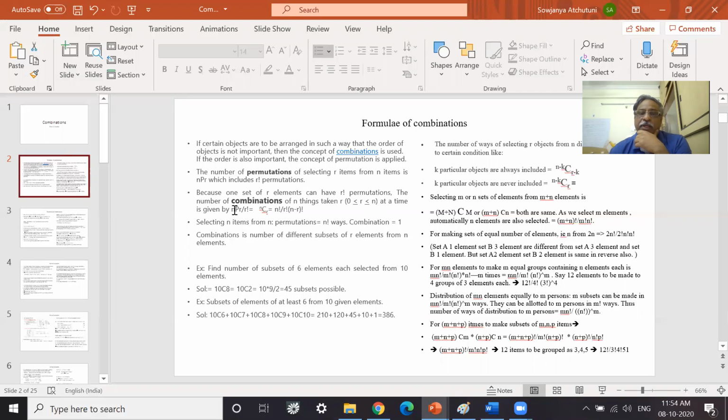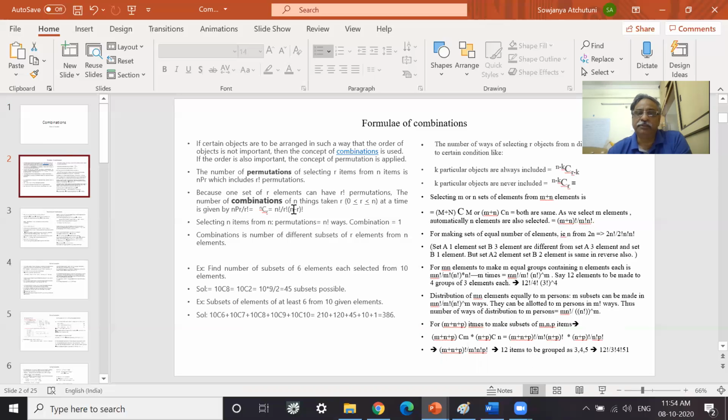We know nPr is basically n into n minus 1 into n minus 2 up to n minus r plus 1. That we have designated as factorial n by factorial n minus r. So once I divide by r factorial, factorial n by factorial r into factorial n minus r is equal to nCr.